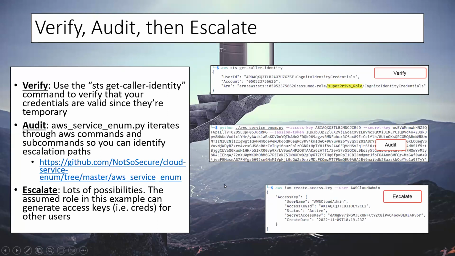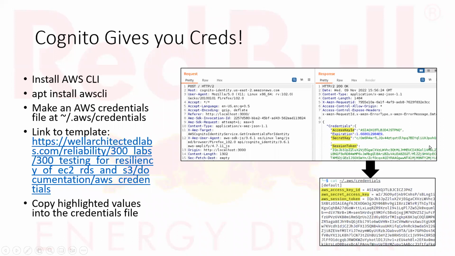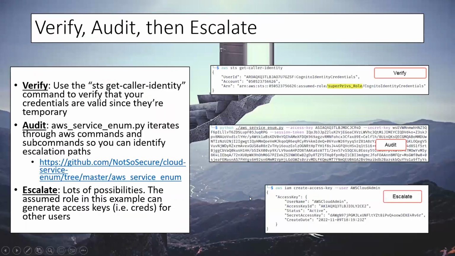Yeah, and then once you get those creds, your next steps are basically going to be to verify, audit, and escalate. Verify is just a nice thing that you want to do occasionally, especially in this case, because if you look here, the session token is an indicator that these creds are going to expire at some point. So you can use the AWS STS get-caller-identity subcommand to figure out if your creds are still good. Say you're testing something with the AWS CLI and you find that, wow, why isn't this working anymore? One of the first things you can do is just check: are the creds still good? Because they might have expired.